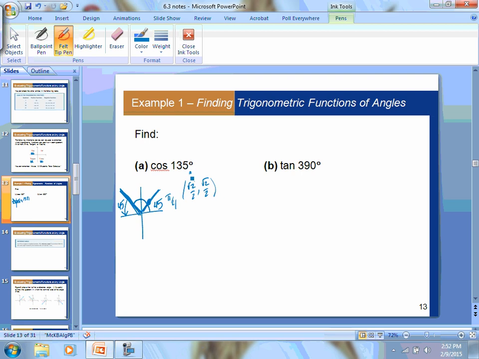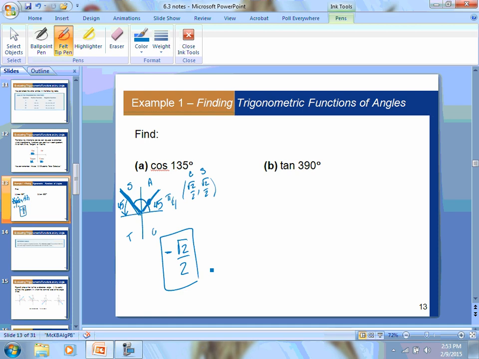Now remember, cosine is your x's and sine is your y's in your ordered pair. So we want the cosine of 135 degrees. So we're going to look at this terminal point. The cosine is the square root 2 over 2, but we're in the second quadrant. And in the second quadrant, all students take calculus. Only sine is positive in the second quadrant. So if we're evaluating the cosine, we have to make it negative. So very similar to what we've done in the past, you're just dealing with a degree measurement now instead of with a radian measurement. Okay?